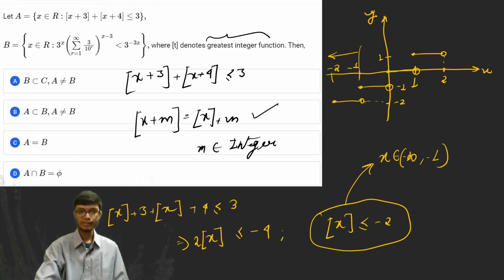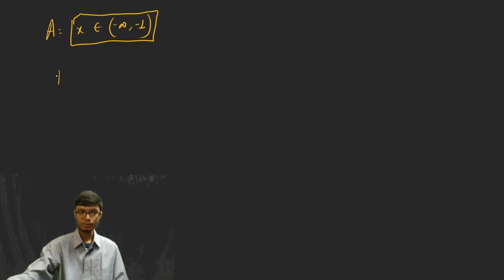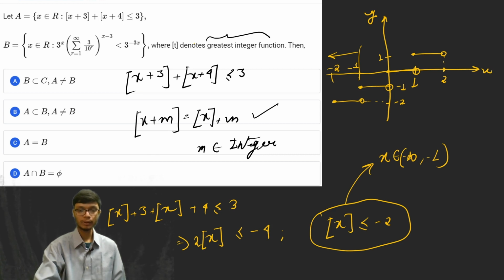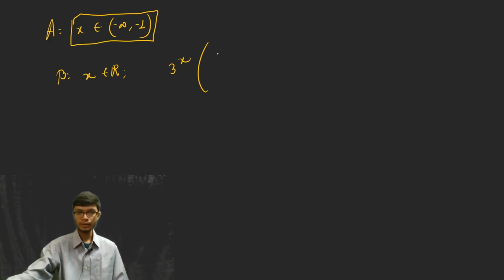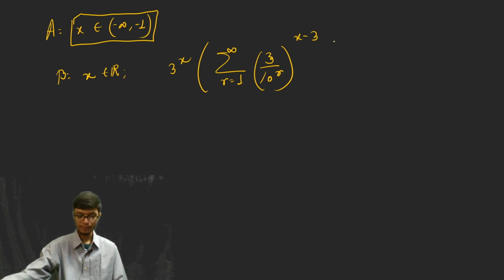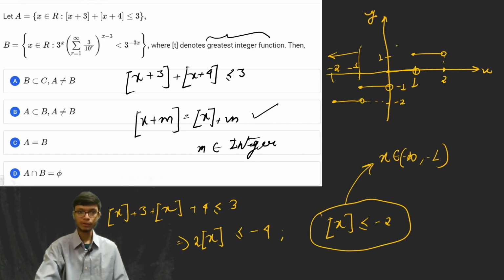Now I have to look at set B. What is set B talking about? Set B says that x belonging to real numbers, I have to look for the values where 3 to the power x into the summation, where r is equal to 1 up to infinity, of 3 divided by 10 to the power r, whole raised to the power x minus 3, is less than 3 to the power minus 3x. So I have to look at that particular equation.